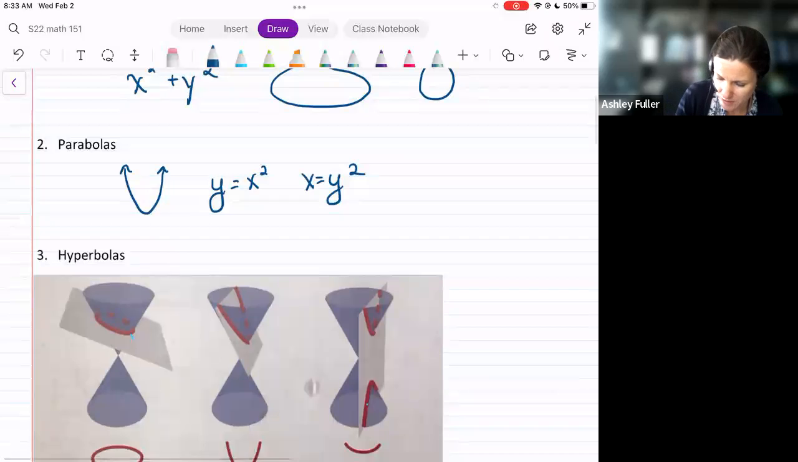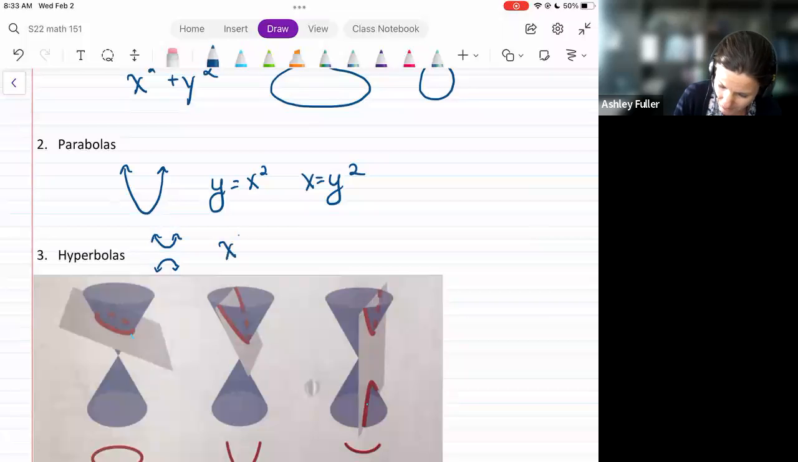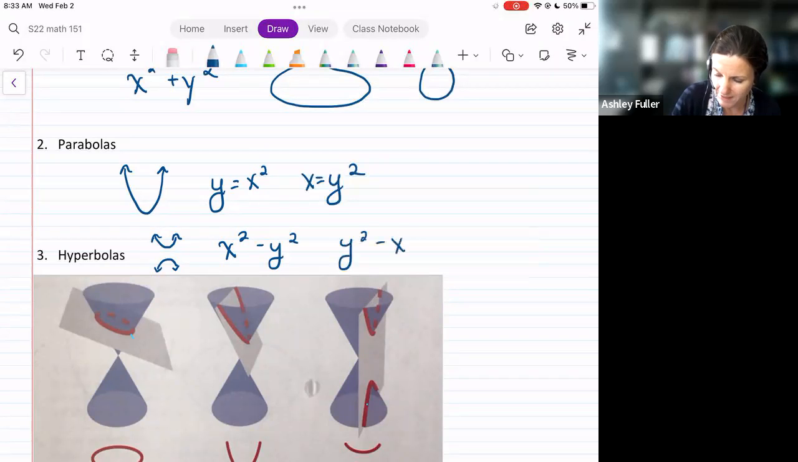And then last but not least, we're going to look at hyperbolas, which are often described as looking like two parabolas. And in those, you're going to have an x squared minus y squared term or y squared minus x squared. So those are the key components to look for algebraically.